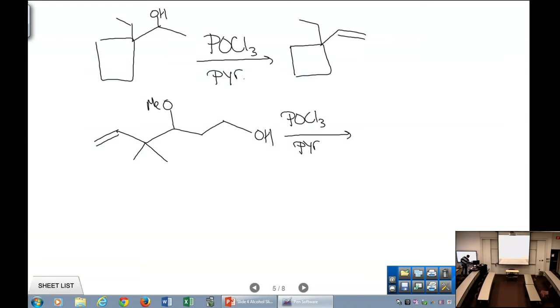If you remember when we talked about eliminations last semester, where our leaving group is, in this case our alcohol, is our alpha carbon. And then the carbon that you're going to make the double bond to is your beta carbon. So you're going to always have your double bond between your alpha and your beta carbon. So in this case, there's only one way to go.